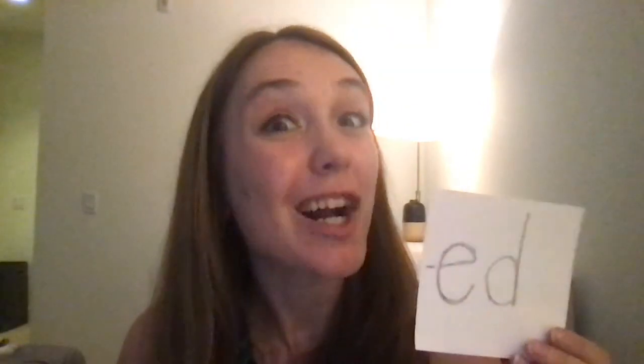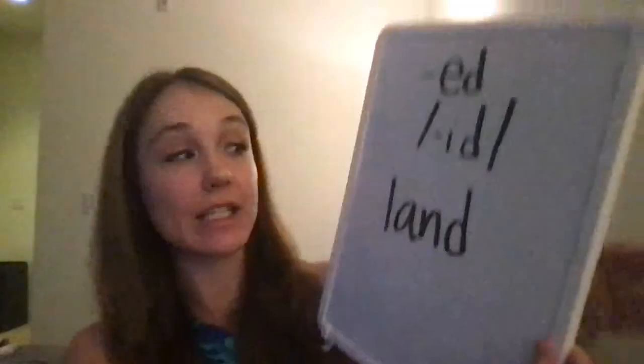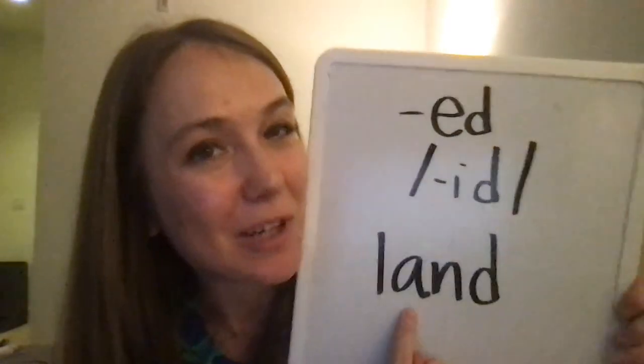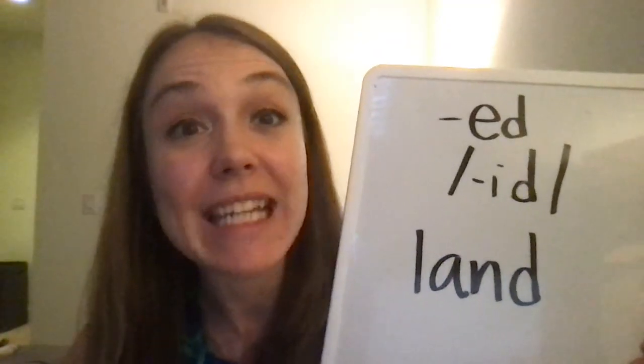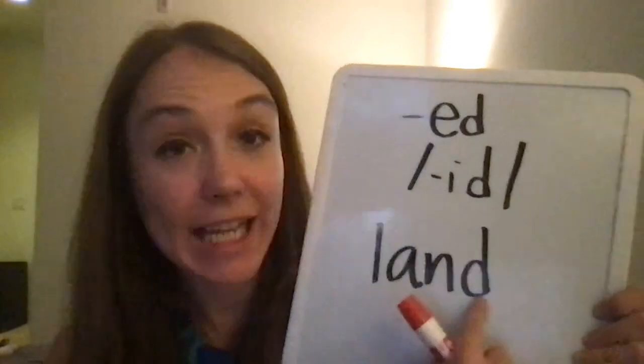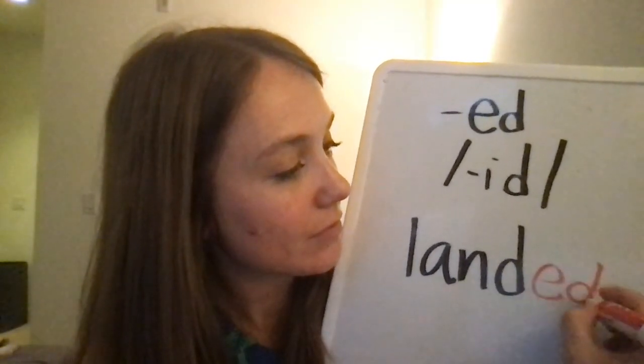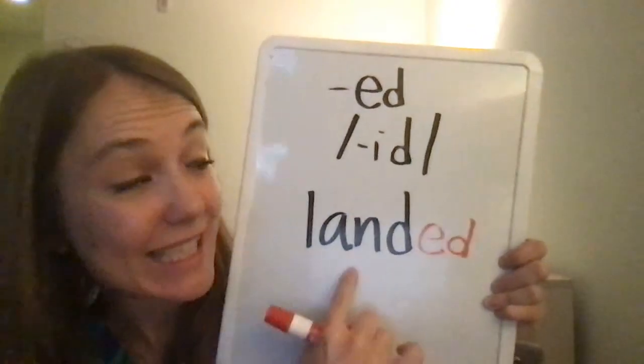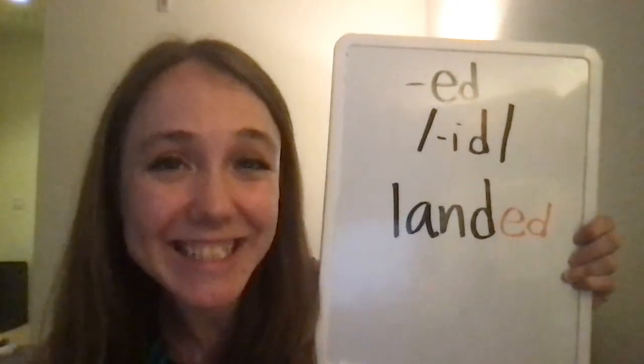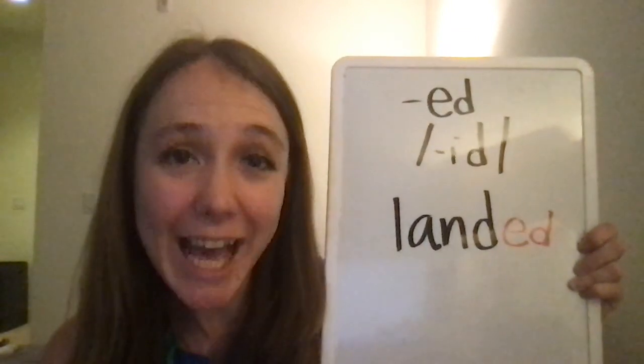Let's add ED to the end of words. When we add ED to the end of words, there are a couple of sounds ED will make. Here, ED is going to make an id sound. Let's practice with that sound. When I add ED to the end of my base word, or my beginning word, land, ED is going to make an id sound. Let's add ED to the end of land. Land now becomes landed. The rocket landed on the moon. That means it's already happened.